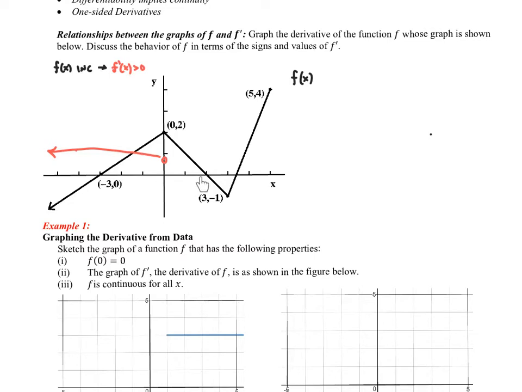Okay, so let's look at the second interval. Here's the interval from 0 to 3. The slope here is -1. Thus, we get a horizontal line at y equals -1. As you can see on this interval, since f of x is decreasing, it's got a negative slope, the derivative function is less than 0.